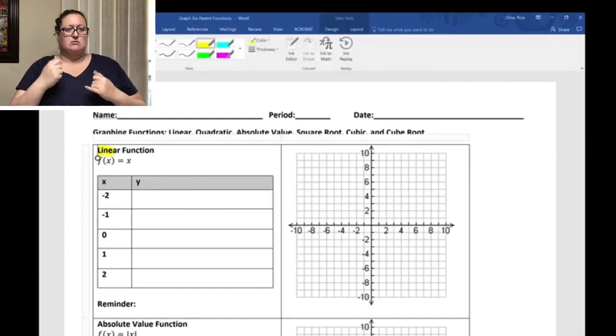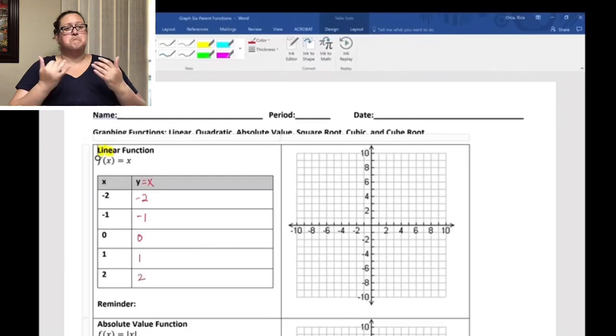So I'm going to take my values -2, -1, 0, 1, 2, and I'm just going to plug these into my function. The function is f of x equals x. So let's plug these in to y equals x. When x equals -2, y will equal -2. When x equals -1, y will equal -1. When x equals 0, y will equal 0. When x is 1, y will equal 1. When x is 2, y will equal 2.